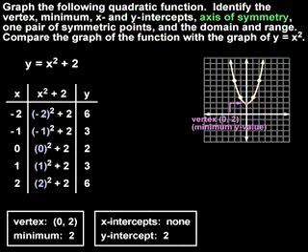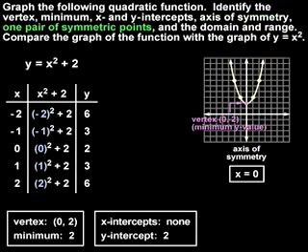Next, we're asked to find the axis of symmetry, which is the fold line for the parabola, or the line that splits the parabola down the middle, which in this case is the y-axis. And the equation of the y-axis is x equals 0.